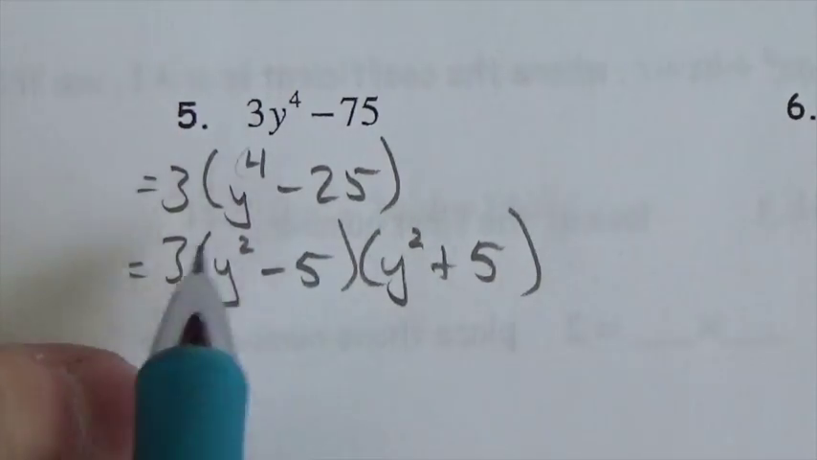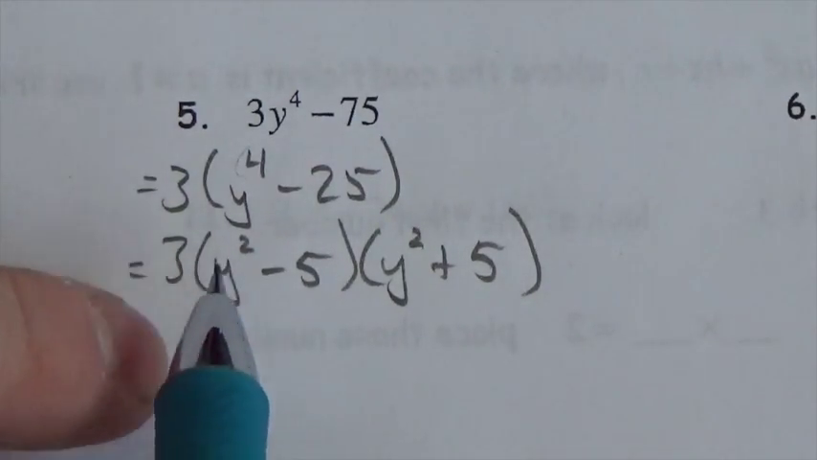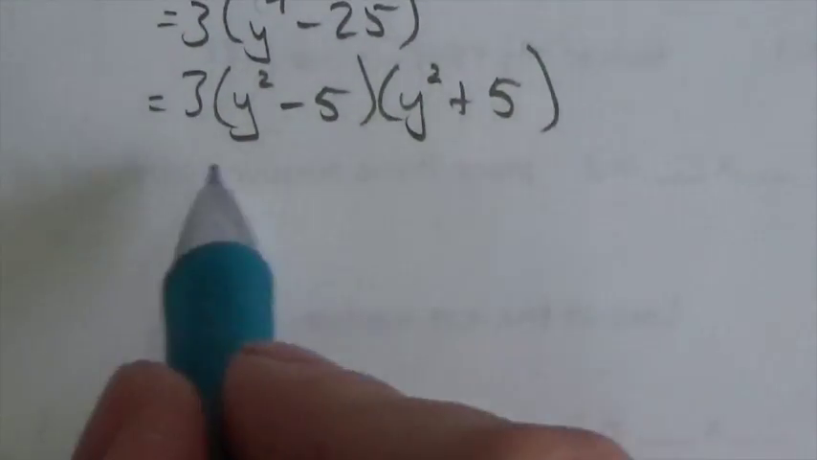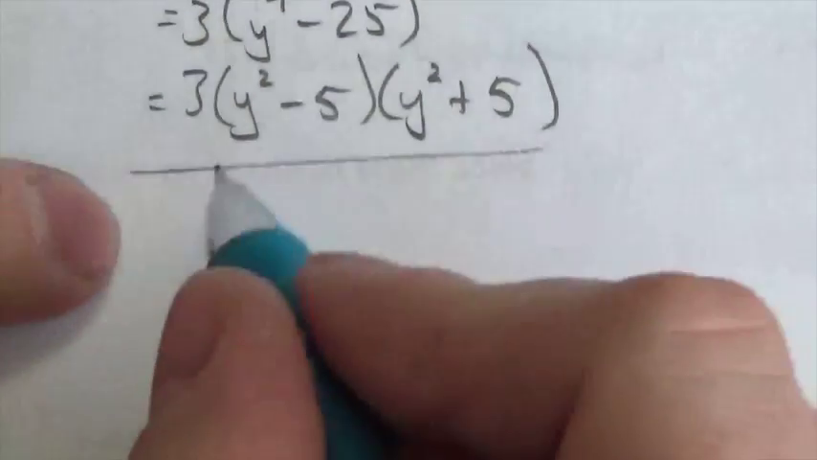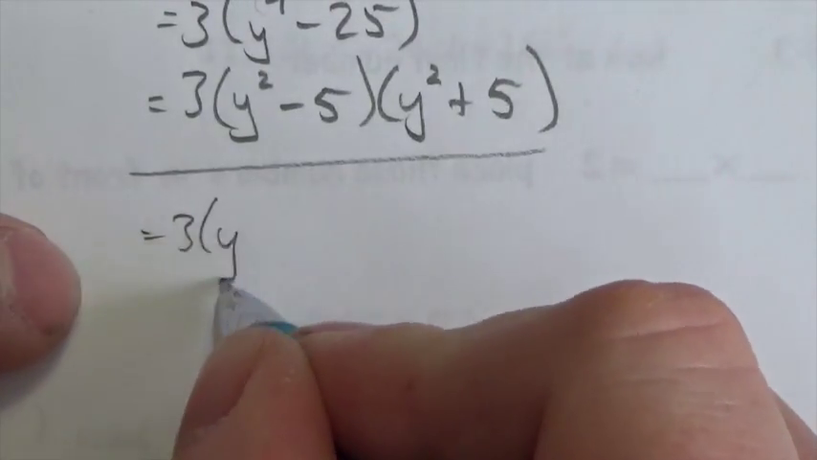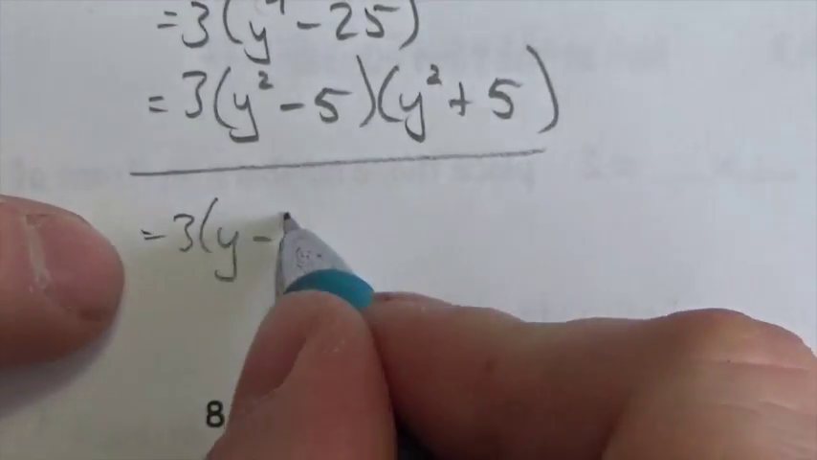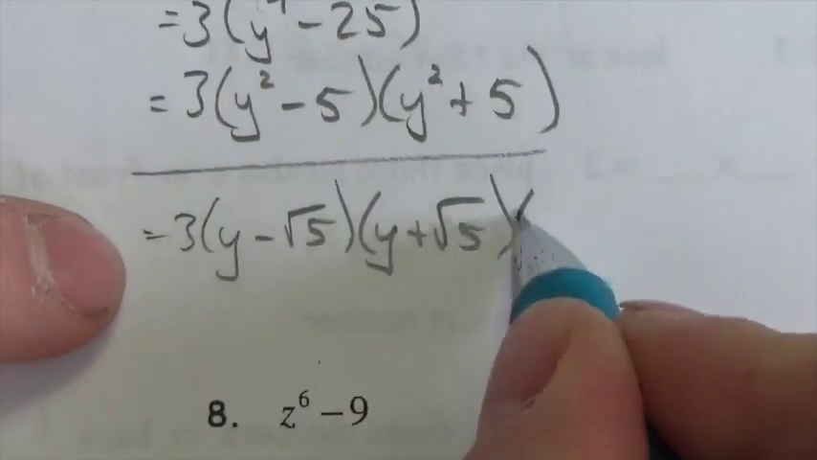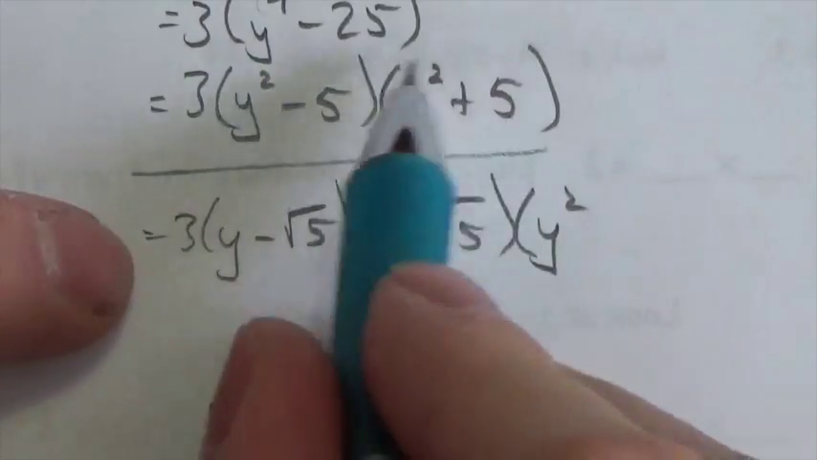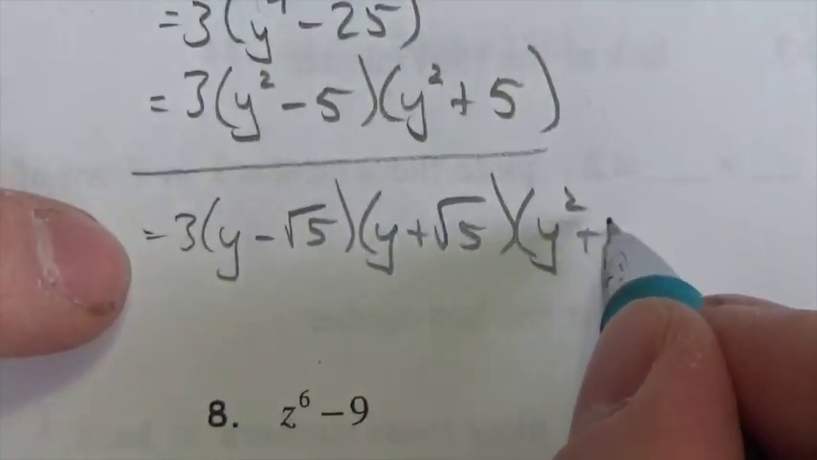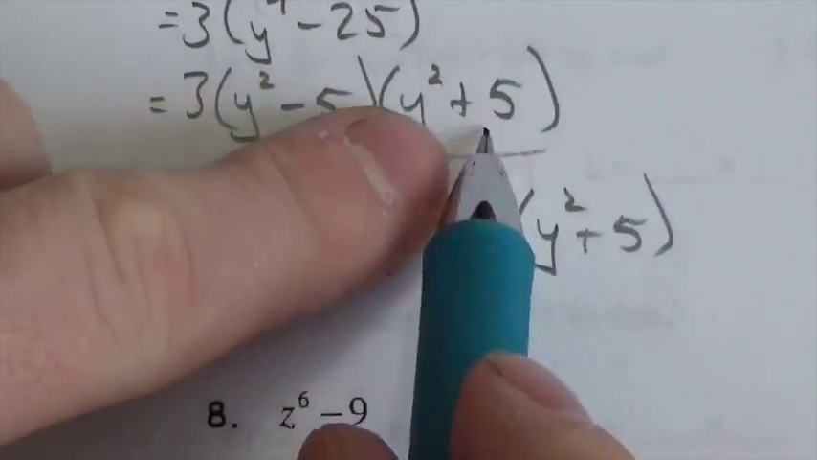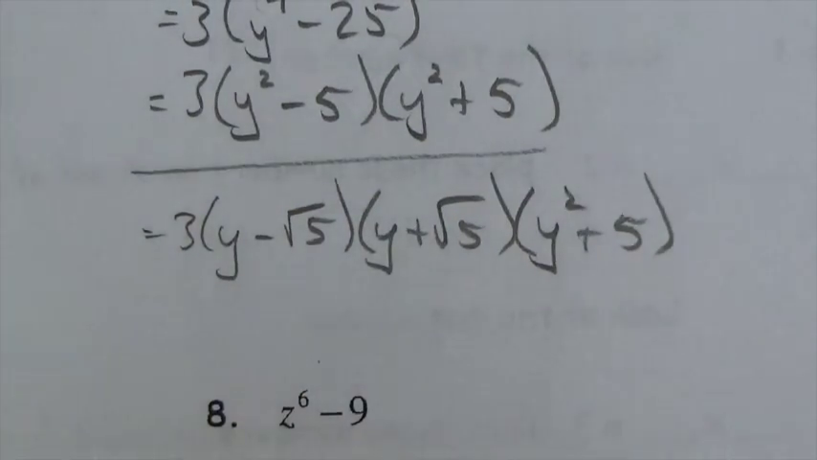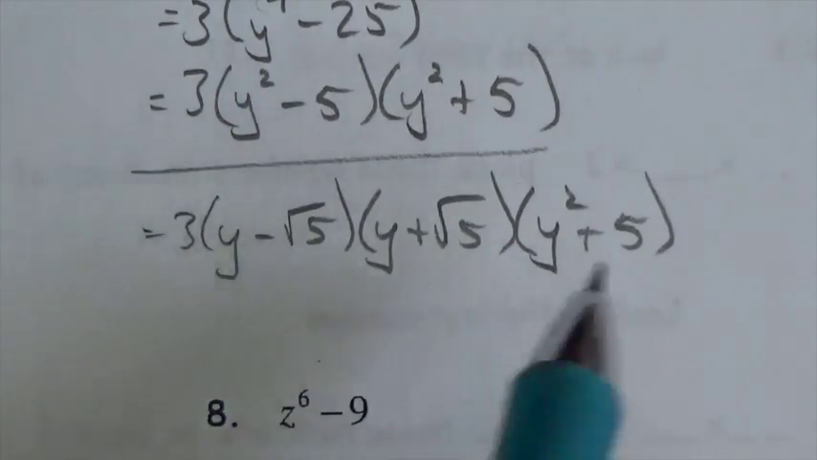Now I would love to go down and break this one up because y squared is a perfect square, but 5 isn't. Technically I could. I really could break that apart. I could make this 3 times y minus the square root of 5, and then y plus the square root of 5. I can't do anything with this factor over here, y squared plus 5, because it's an addition in between. And that's as simple as that expression will get, unless I start working with complex numbers or whatnot. So that's as far as I'm going to go.